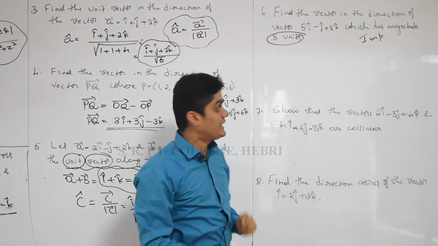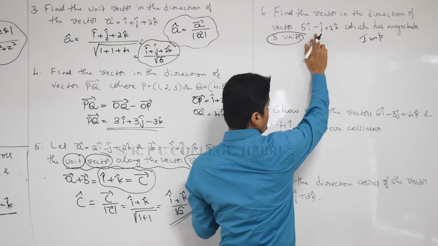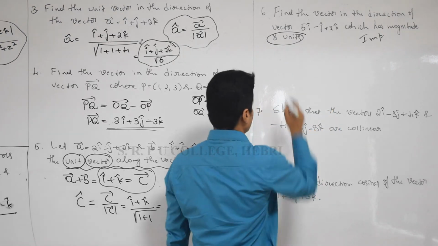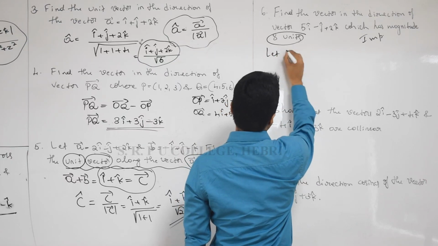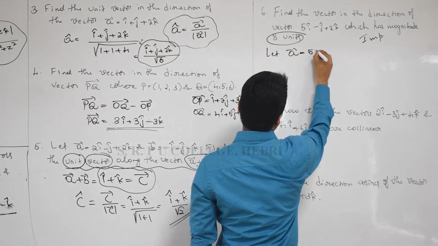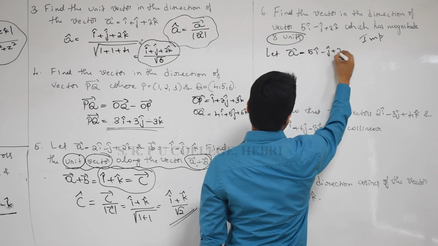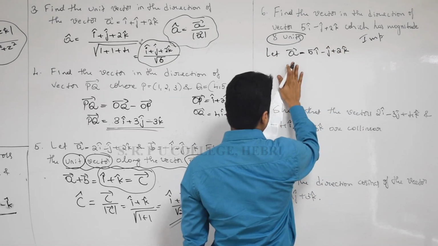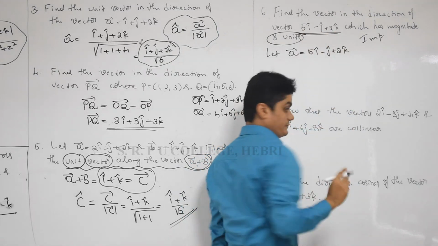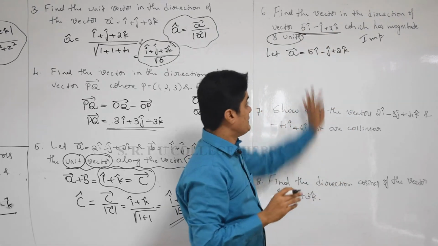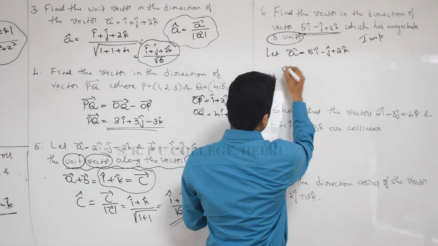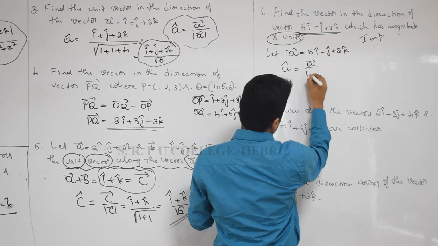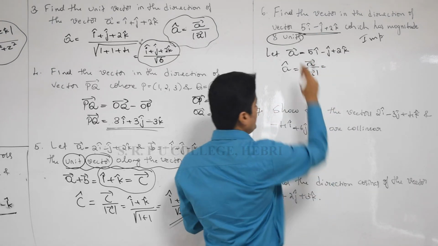You have to find out a vector along this direction whose magnitude is 8 units. So first take the given vector a as 5i minus j plus 2k. First find out the unit vector along this direction. I'll tell you how to get the magnitude 8, don't worry. First find out the unit vector along the direction of vector a, that is a cap, which is vector a divided by its magnitude.